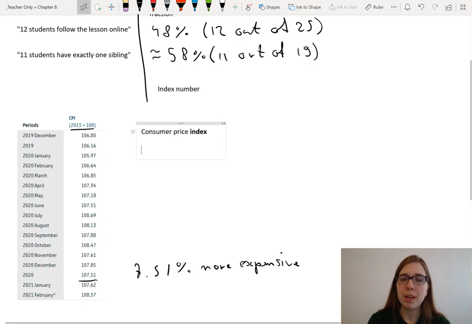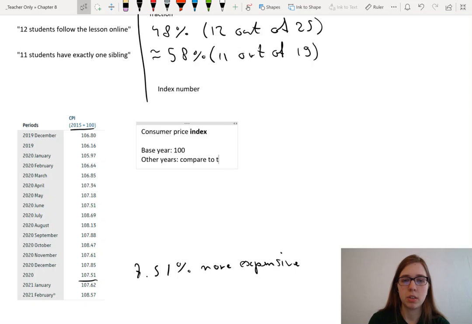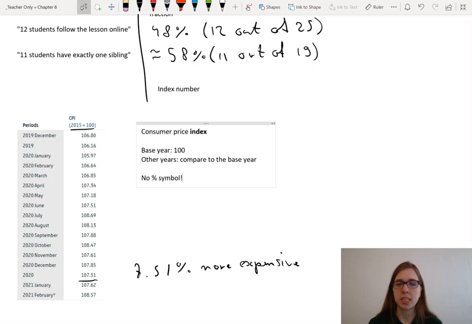And it's a very relevant comparing way where you set a base year, which is 100, and we compare the other years to the base here. And you may notice there is no percentage symbol. That works kind of the same as a percentage because we compare it to 100, but it is not actually a percentage. It's an index number, and these do not have a percentage.